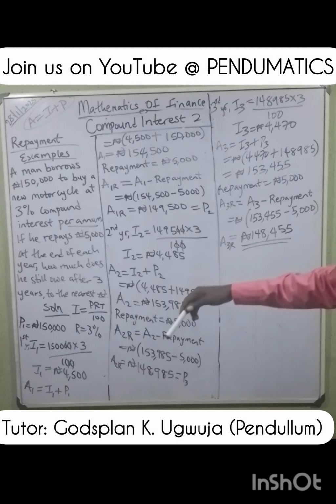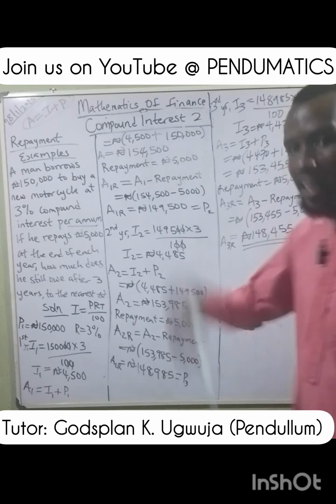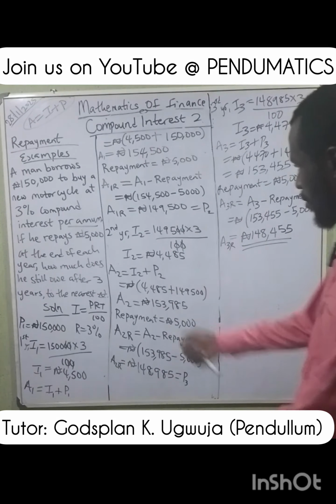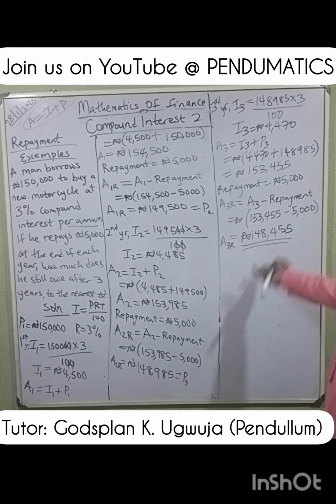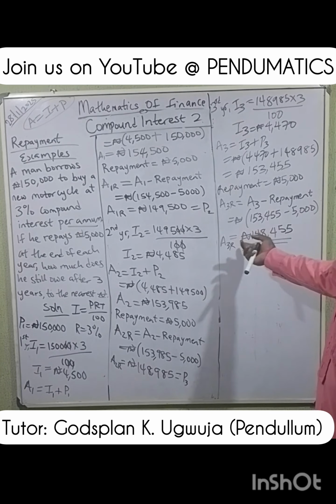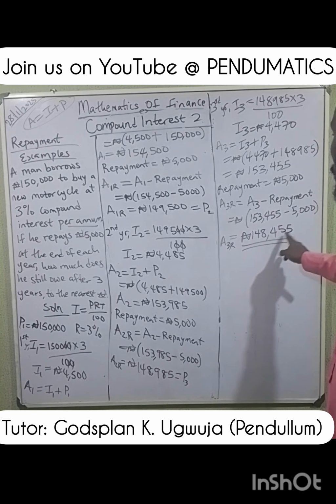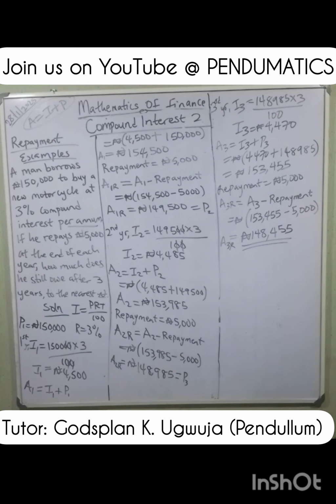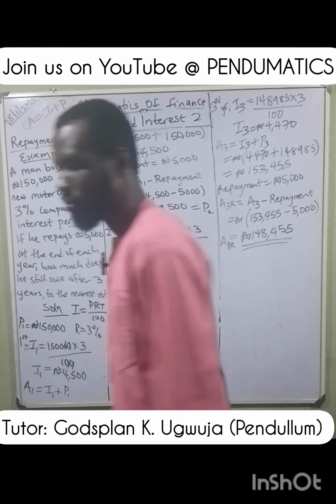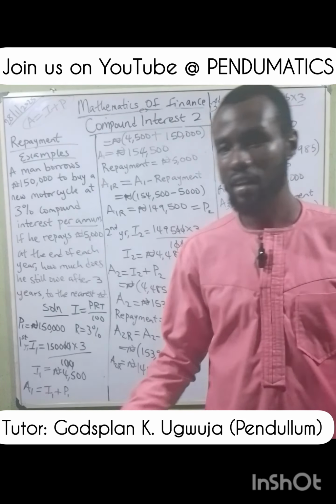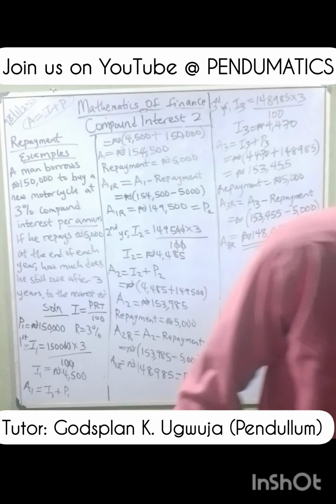But because of compound interest, every year the amount he's owing increases. So even as he's repaying some part of it, it's still increasing the next year. He repays some part, it increases the next year. So that's why at the end of 3 years, it's almost as if he has not paid anything. He's still owing almost the same amount. This is 148,455, so it's like he has paid only about 1,645 naira or so. So you see how compound interest keeps increasing the value of money owed, money invested, money saved, depending on the interest rate.